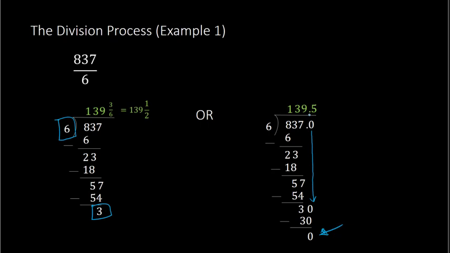And just take note of the decimal point in your final answer. The decimal point is lined up with the decimal point down here in the 837.0. So our final answer is 139.5. So 2 options: we can write it as a fraction or as a decimal. And I guess sometimes we could just write that we have a remainder of 3, but typically it's better to write it in one of these 2 ways.